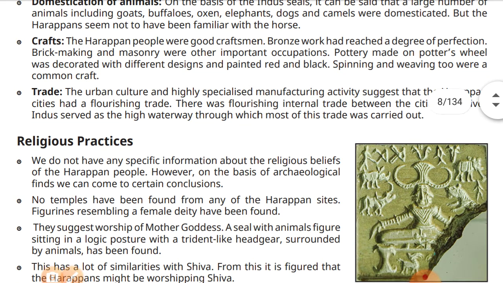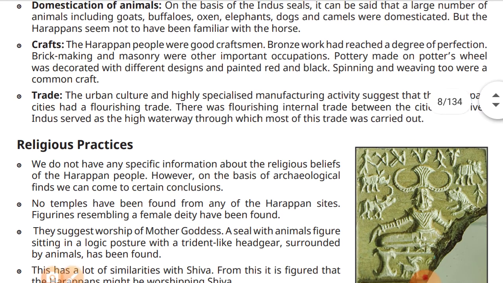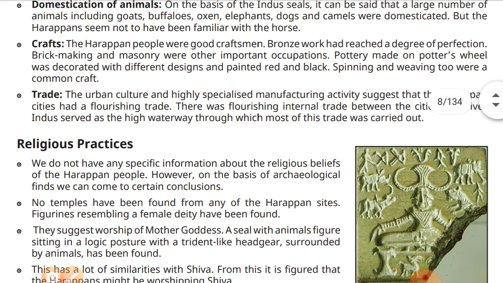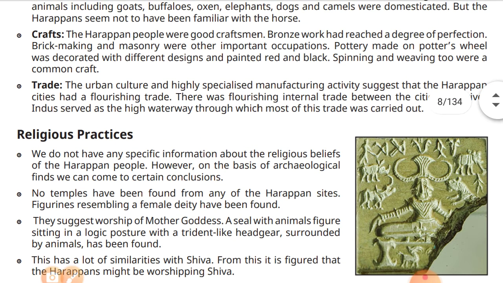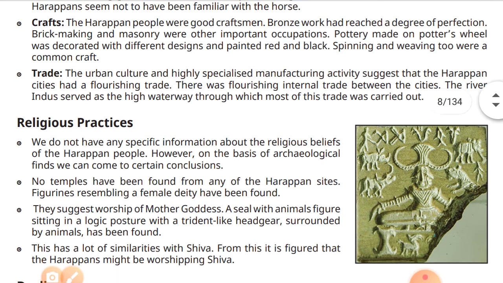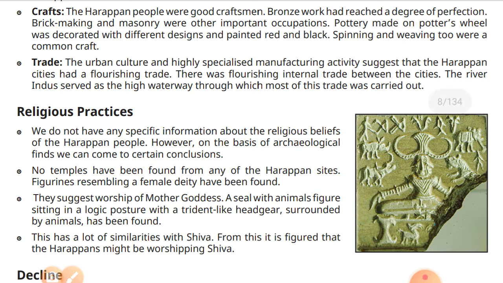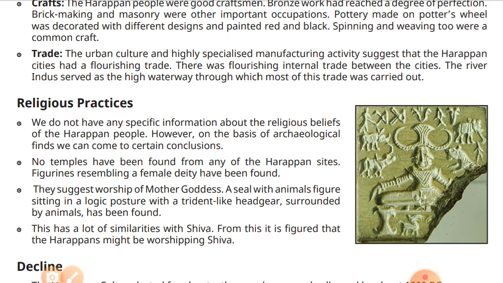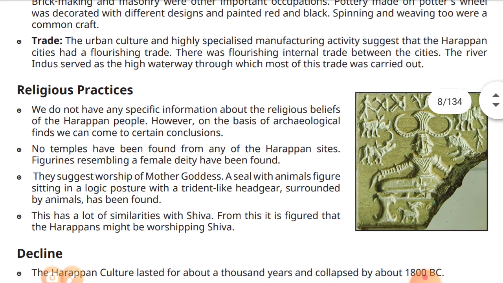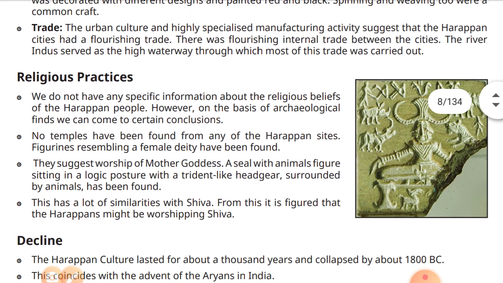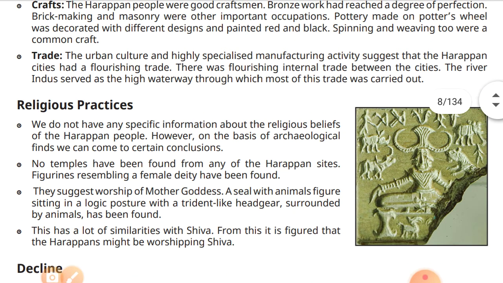What about craft? The Harappan people were good craftsmen. Bronze work had reached a high degree of perfection, and brick making and masonry were other important occupations. Pottery was made on potters' wheels, and vases were decorated and painted. Spinning and weaving were other common crafts.